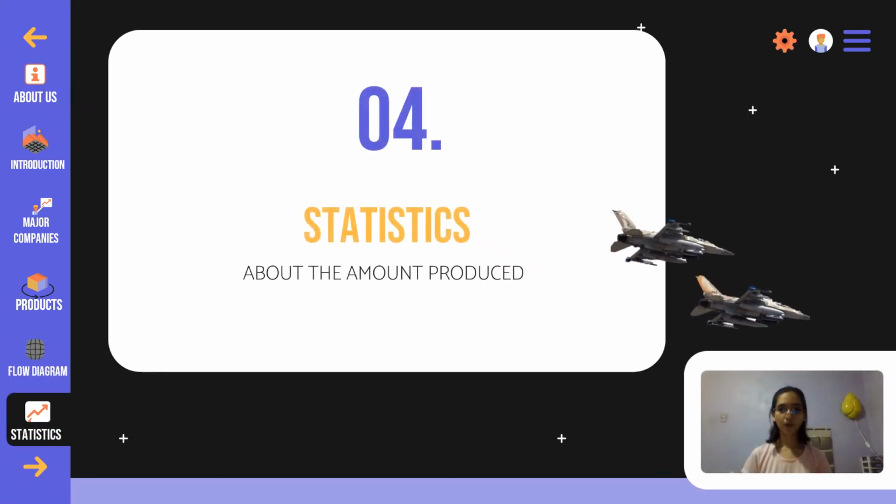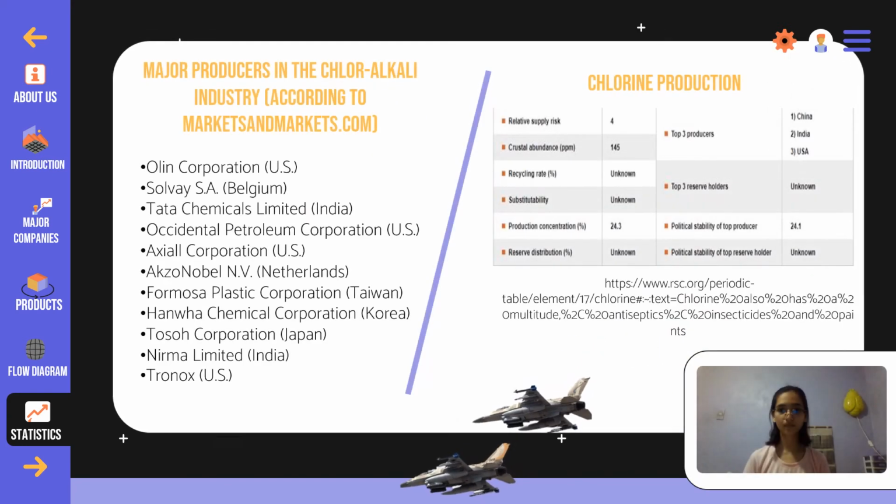For this part, the production rate and other statistics about the chlor-alkali industry will be discussed. First, the list on the left is composed of the major producers in the chlor-alkali industry, and it can be seen that Olin Corporation is at the top, which is a company in the United States. It was followed by the Belgian company named Solvay SA. The next is Tata Chemicals Limited from India.